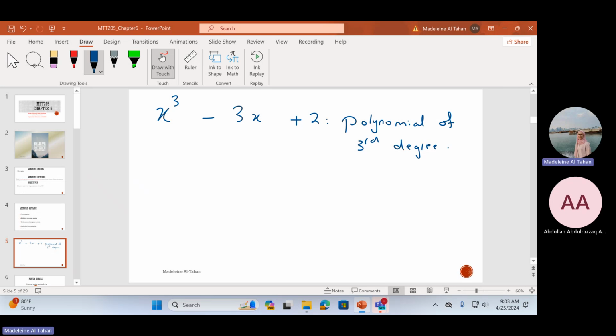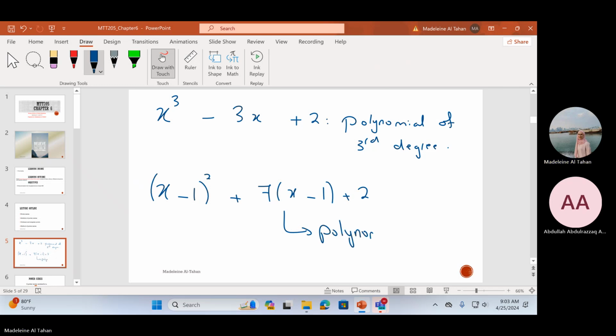And in a power series, we have a center. I can also write a polynomial like this one: x minus 1 squared plus 7 times x minus 1 plus 2. Isn't it a polynomial? Yes. This one is a polynomial of which degree? The only difference between the first and the second, let's say x minus 1 cubed, is that there is no other difference. So what's the only difference between them?